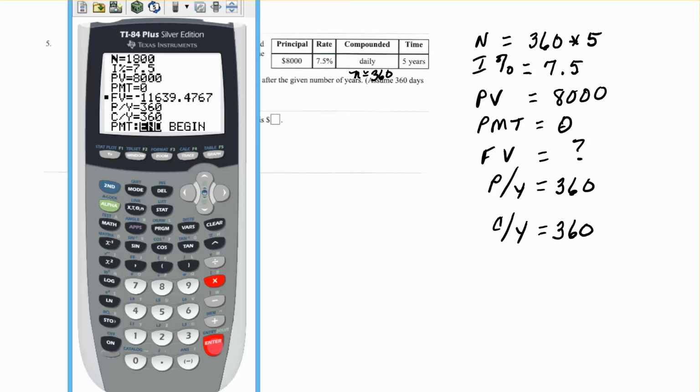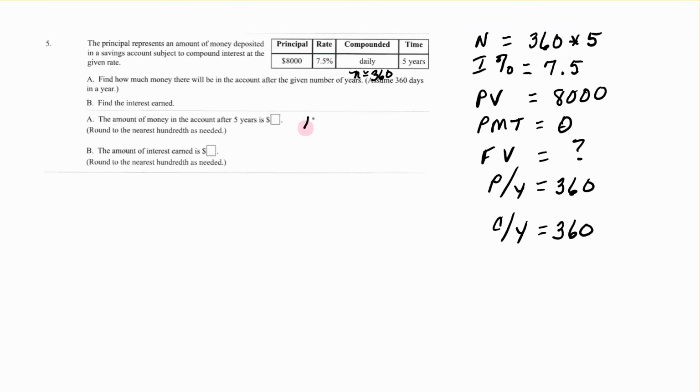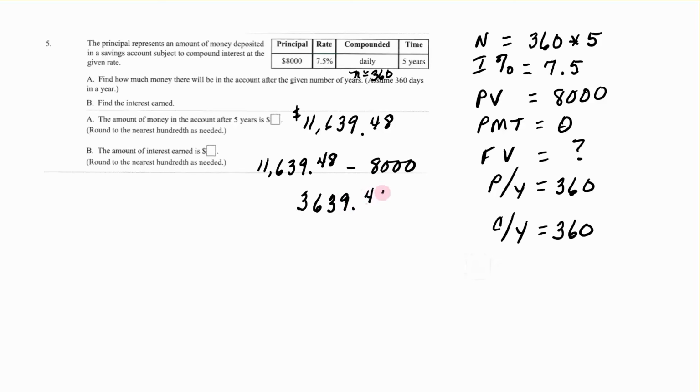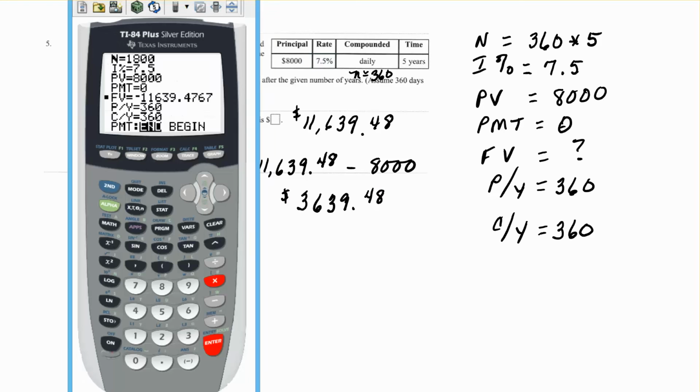And my future value is $11,639.48. What's my interest? Well, it's $11,639.48 minus my present value, what I started with, which is $8,000. So I have interest of $3,639.48. So that's a good bit of interest. But it was 5 years, and that was a nice interest rate.